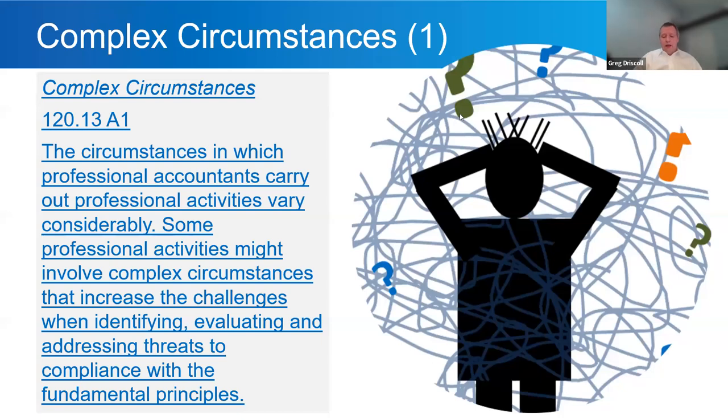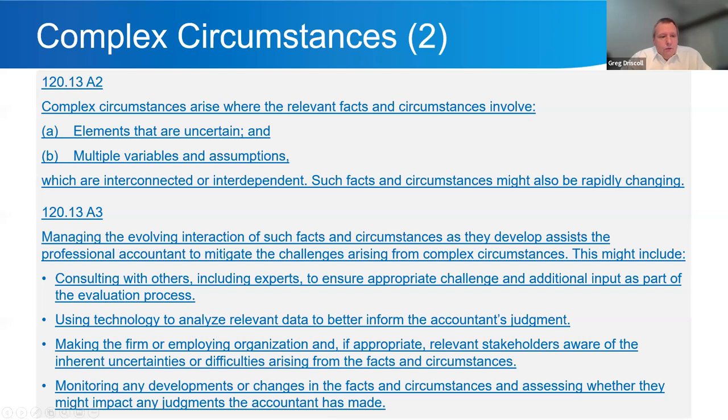If we move to the next slide, you'll see the next paragraph is a description of when complex circumstances arise, and that is when the relevant facts and circumstances of the situation involve elements that are uncertain and multiple variables and assumptions which are interconnected or interdependent, and those facts and circumstances might also be rapidly changing. And we had a lot of discussion as to when circumstances are complex or when circumstances are solely complicated or difficult, and making a distinction between those two situations.